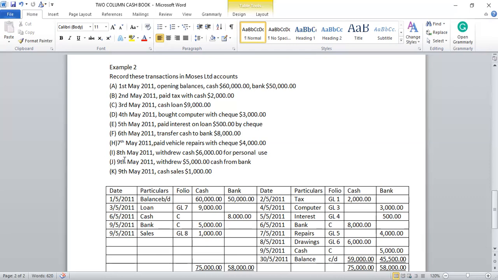The next one, 8th May 2011, withdrew cash $6,000 for personal use. So the cash account is going to be credited. So we come here, 8th May 2011, that's the date. Particulars is drawings, and assume that the drawings account can be found in the general ledger. So that is where the corresponding entry is. So folio, general ledger page 6. Then the cash being credited was $6,000.